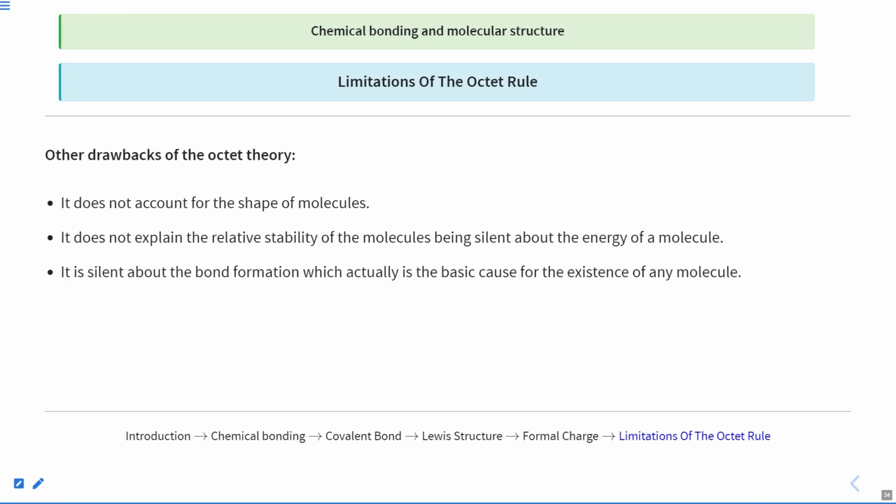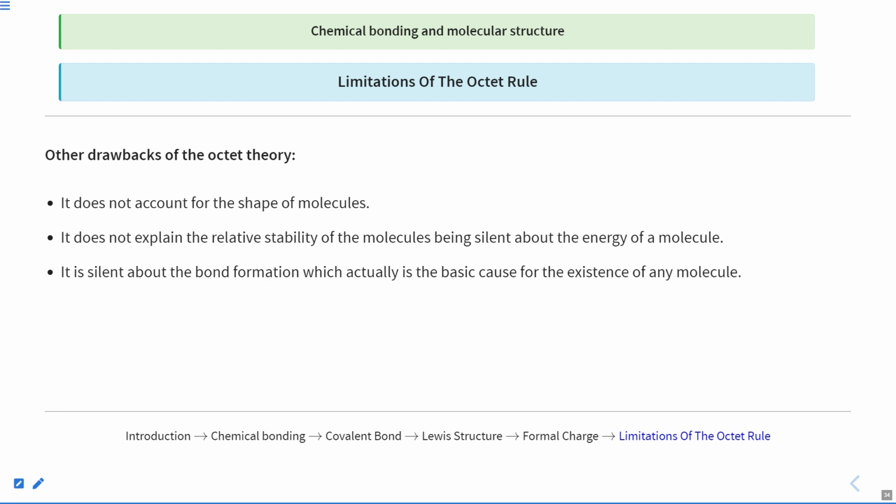Now, other drawbacks of the octet theory: as I have told you, the shape of molecules is not defined. First, it does not explain the relative stability of molecules, being silent about the energy of molecules. They are not talking about energy, so there is no description for that. Third, what about the bond formation? Why is the inner core electron not involved? There are repulsions from the inner core electrons also, but we are not including those. So what about those?